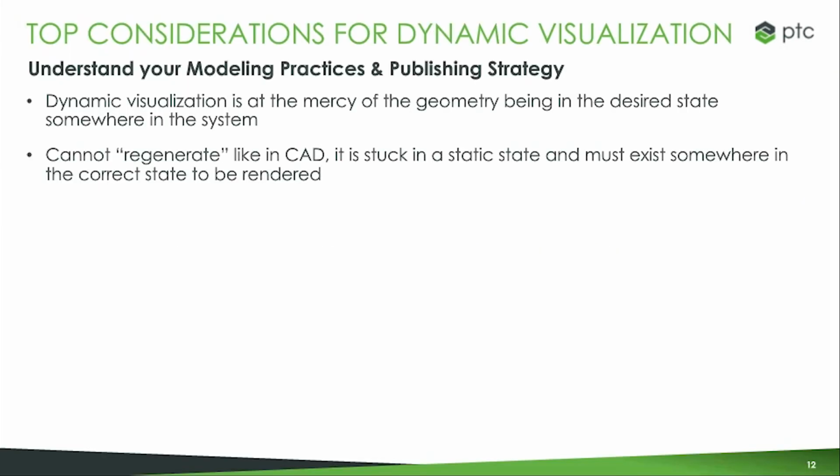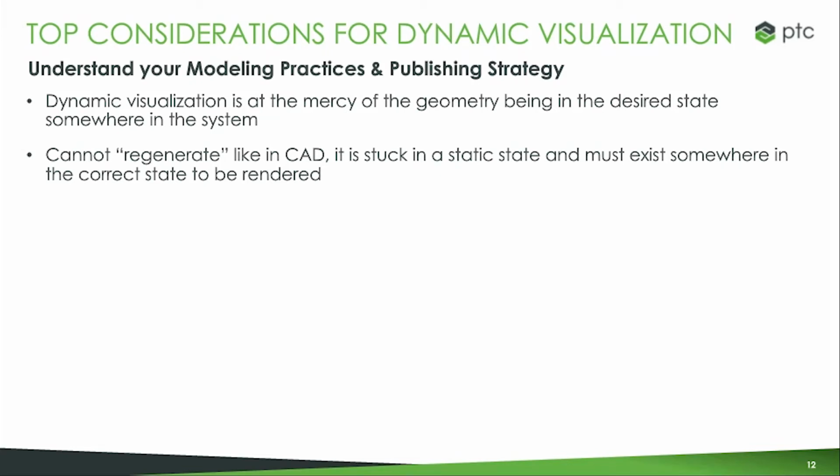So the first thing you might want to think about is understanding your modeling practices and publishing strategy. Dynamic visualization is ultimately at the mercy of the geometry being in the desired state somewhere in the system. We can't regenerate like in CAD, so we have to be able to retrieve this geometry from somewhere in the system. That's not so much a concern when you're looking at everything at latest, but when you take into account history and the fact that we may want to go back and look at a different point in time, that's where your publishing strategy comes in.